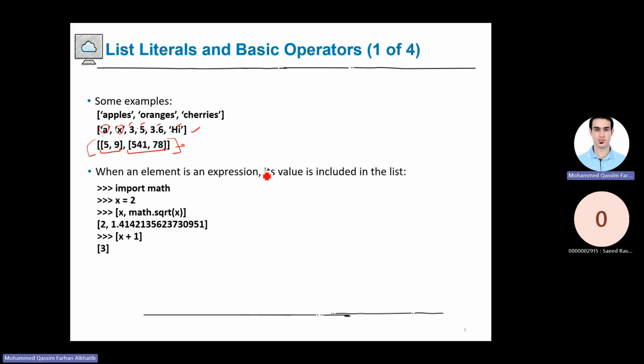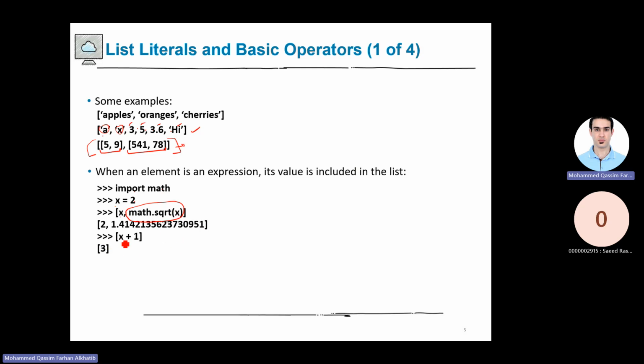So when an element is an expression, its value is included in the list. For example, here, import math, x equals 2, basically says that elements of a list don't have to be a fixed value. You can have it as an expression, and the value returned by that expression will be the value of that element. So here we imported the math module, and we set x equals 2. Then the list contents is x and the square root of x. x is 2, the square root of 2 is 1.4, and so on.